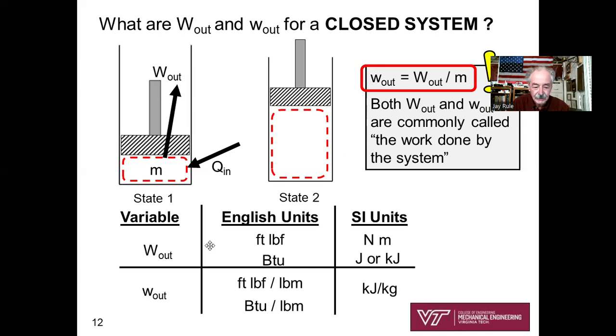Now, little w out. By definition, little w is the work out divided by the mass. So by inspection, you can see that the units in English units are going to be foot-pounds force per pound mass. Of course, these do not cancel, do they? That's a force, that's a mass. Foot-pounds force per pound mass, or BTUs per pound mass. Either of those sets of units will work for little w out. In SI units, kilojoules per kilogram is what's commonly used when you're expressing little w out for a closed system in your work.